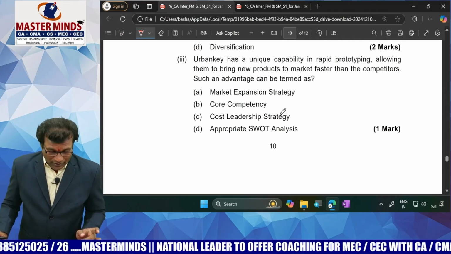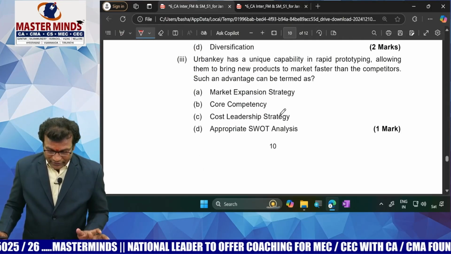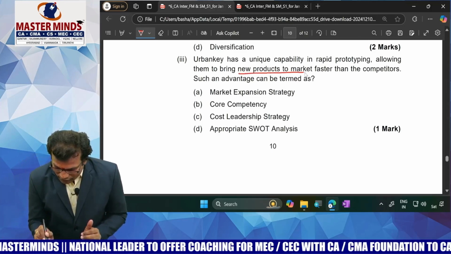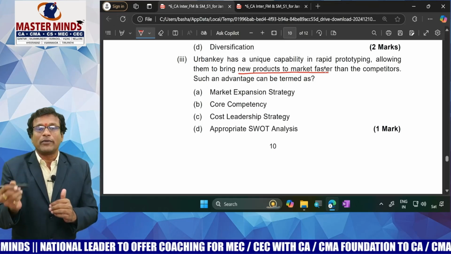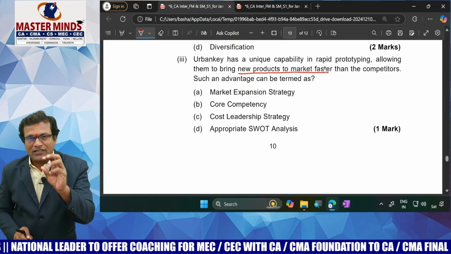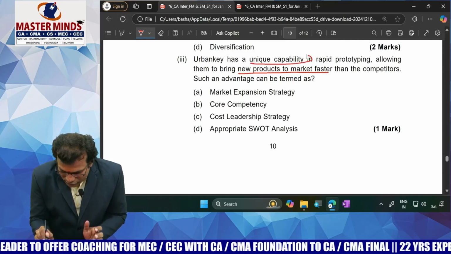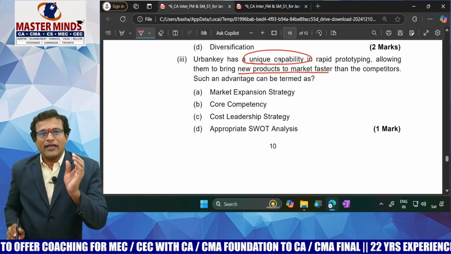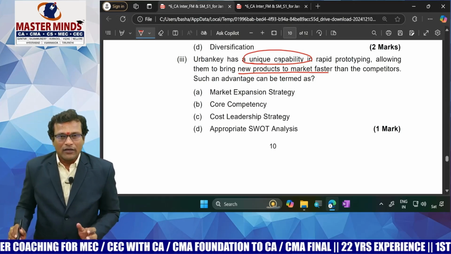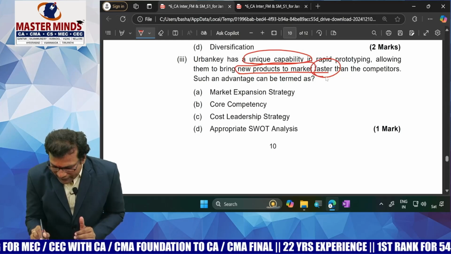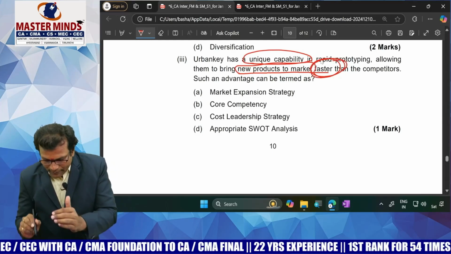Right. Last MCQ. UrbanKey has a unique capability in rapid prototyping, allowing them to bring new products to the market faster than the competitors. Means they have a separate skill. This is the first clue. UrbanKey has a unique capability to launch new products to the market very quickly when compared to the competitors.